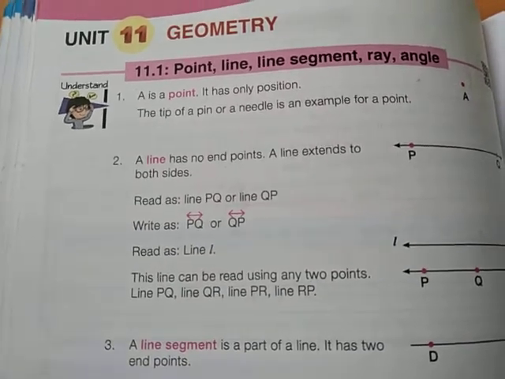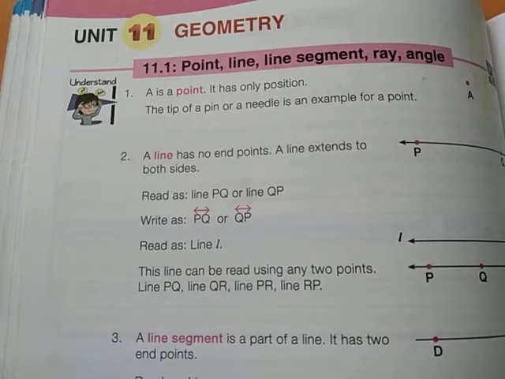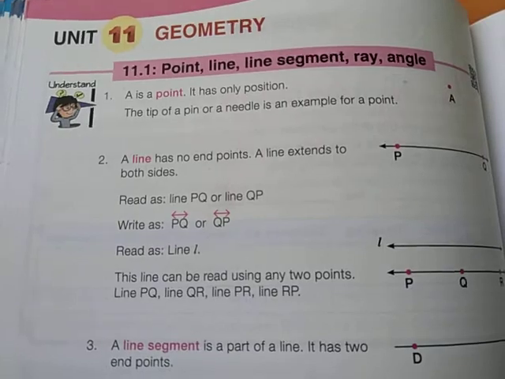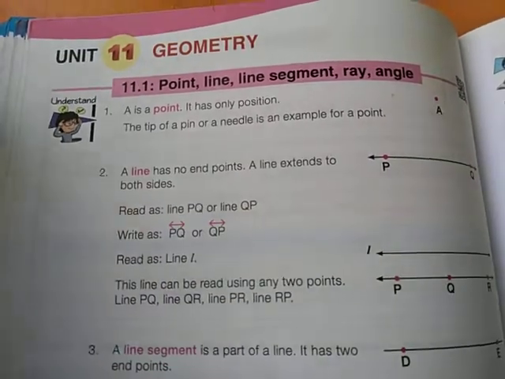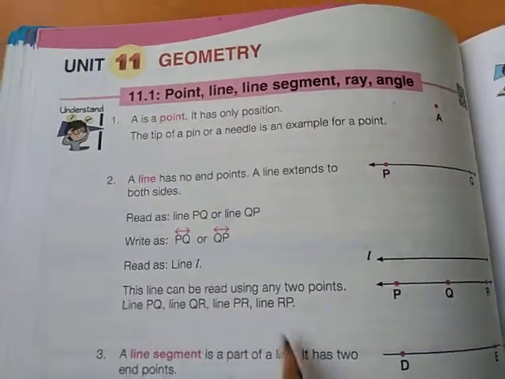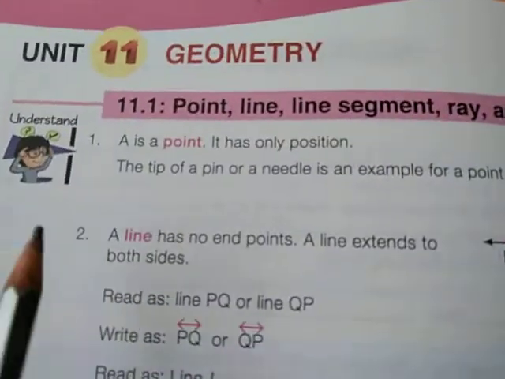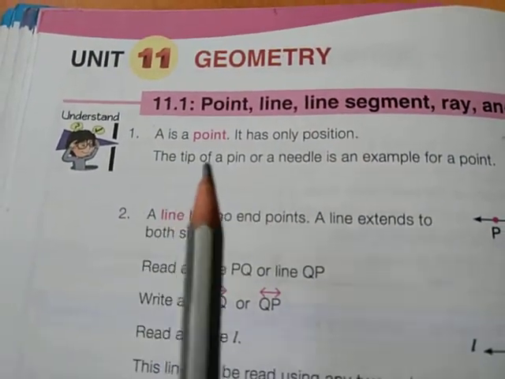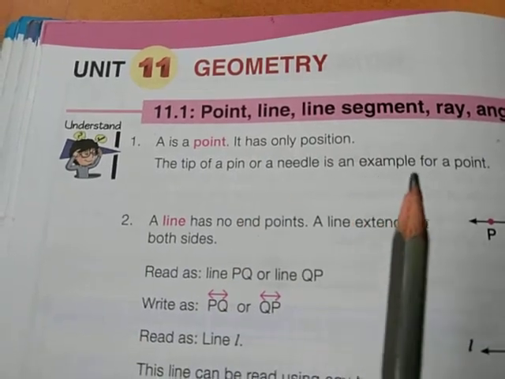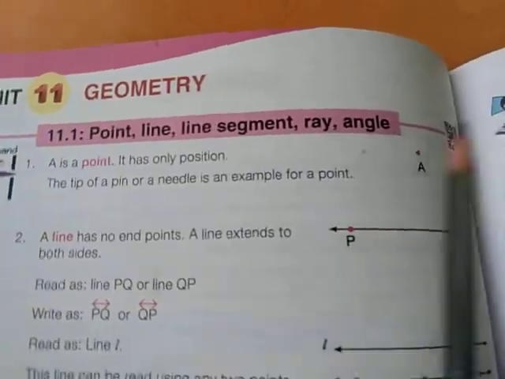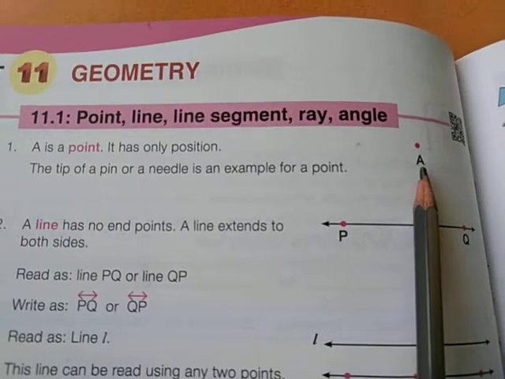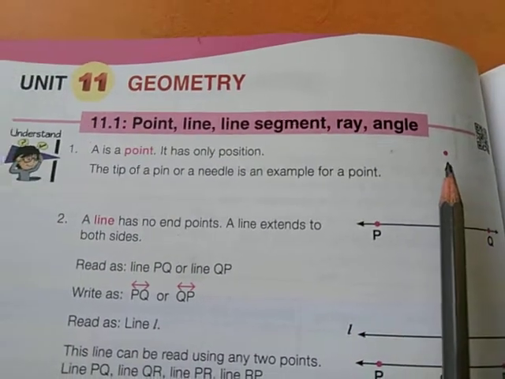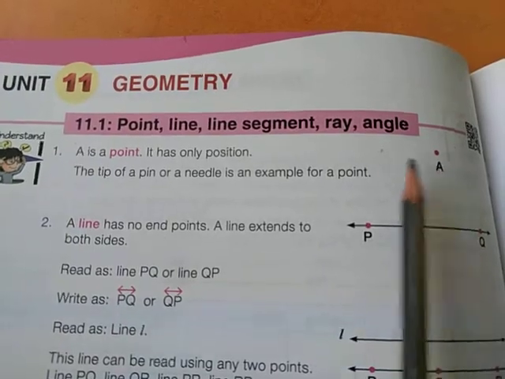Now we are going to do Unit 11, Geometry: point, line, line segment, rays and angle. Now see what is a point. A point has only position. The tip of a pin or a needle is an example of a point. See a point over here. Here the name given is A, so we will call it point A.